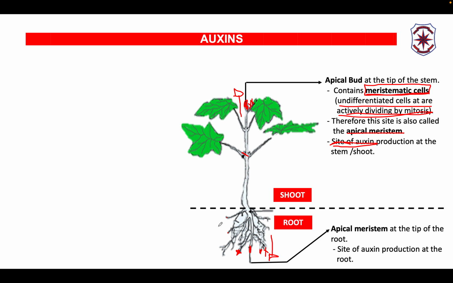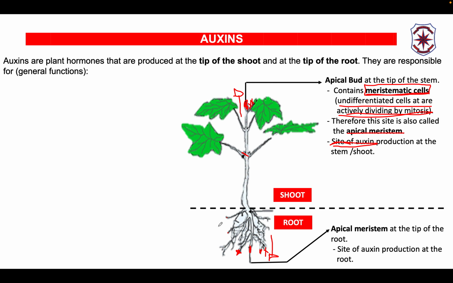Okay, now let's get into the auxins. So auxins are plant hormones that are produced at the tip of the shoot and at the tip of the root.